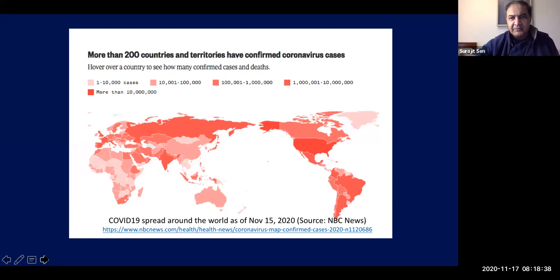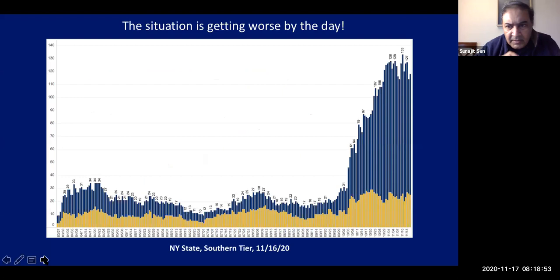So excepting for a few places like Greenland and some areas like you see here, and parts of Africa where the data may itself not be there very much, and Mongolia, things are in pretty bad shape. And as Peter just mentioned, the situation is really bad here. I took the data for southern tier from, this is yesterday's data, and you can see that the numbers are higher than they have ever been.